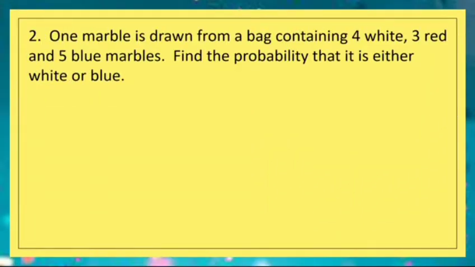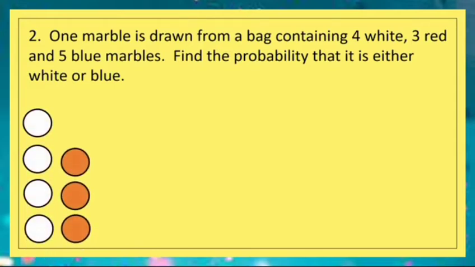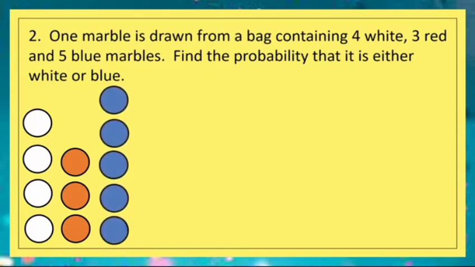Question 2 simply says that a marble is drawn from a bag containing 4 white, 3 red, and 5 blue marbles. Find the probability that it is either a white or a blue marble. Now, we have 4 white marbles, 3 red, and of course, 5 blue marbles, giving a total of 12 marbles in the bag.